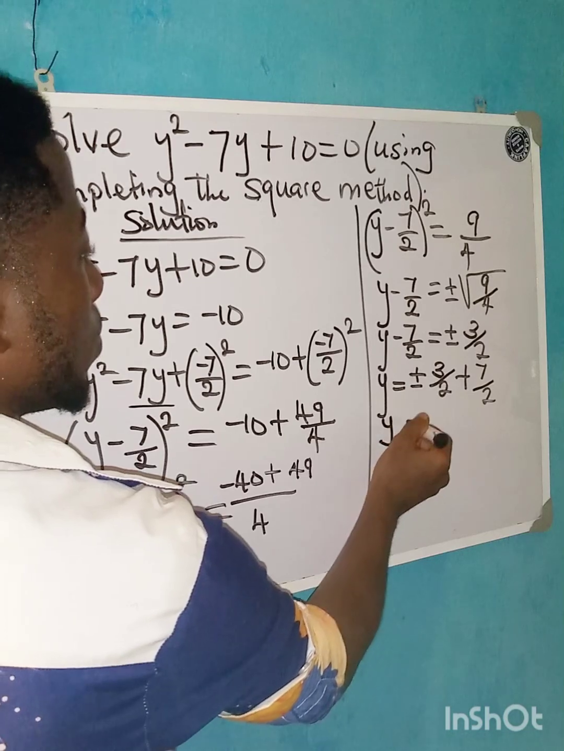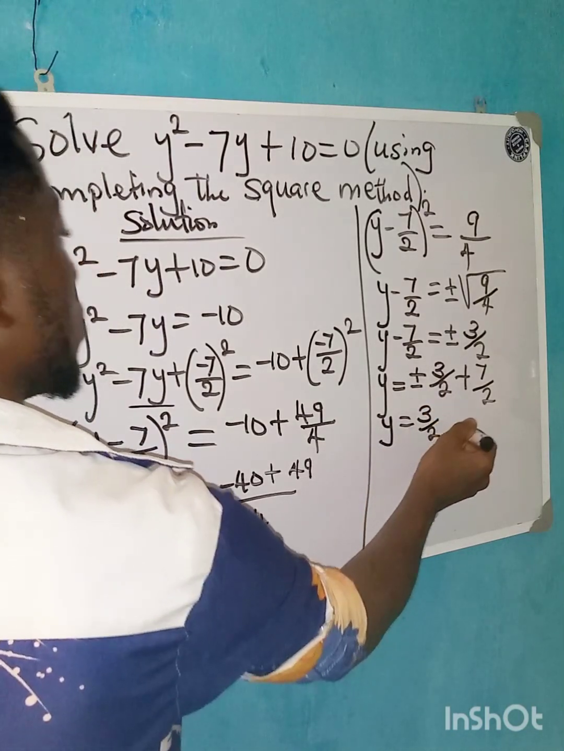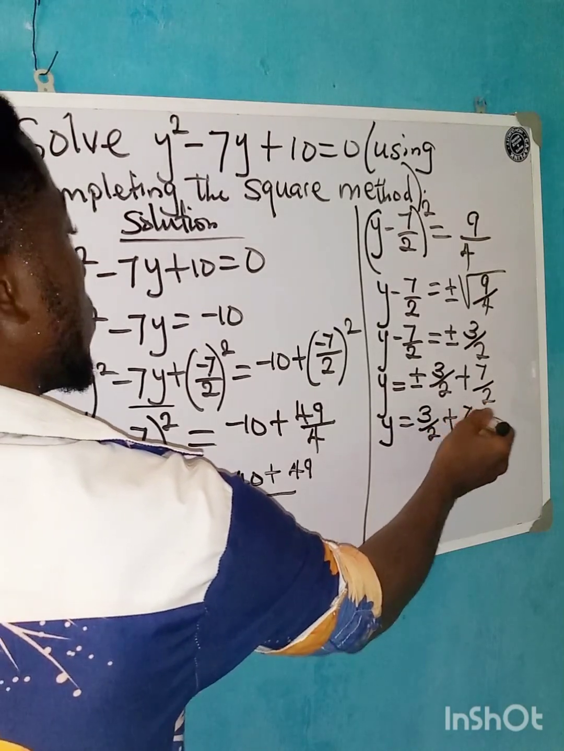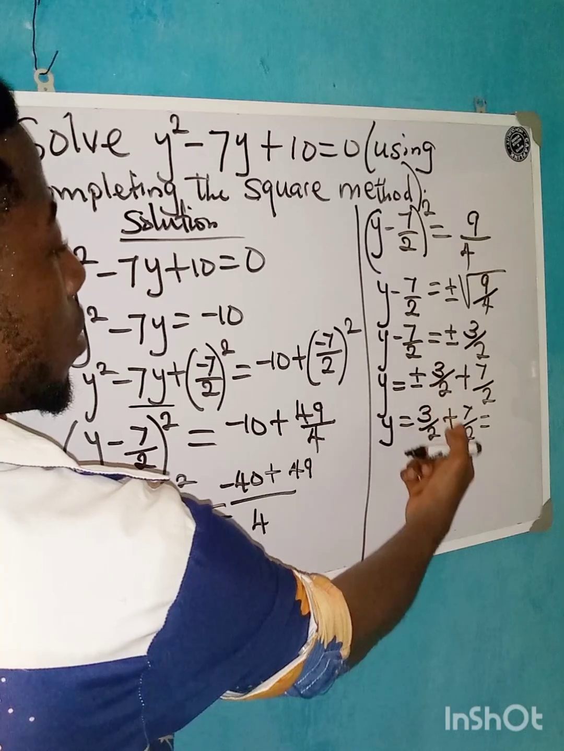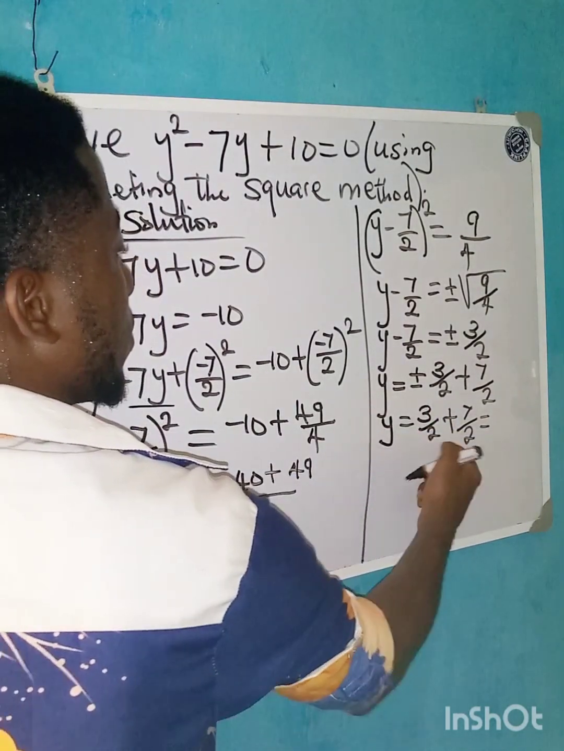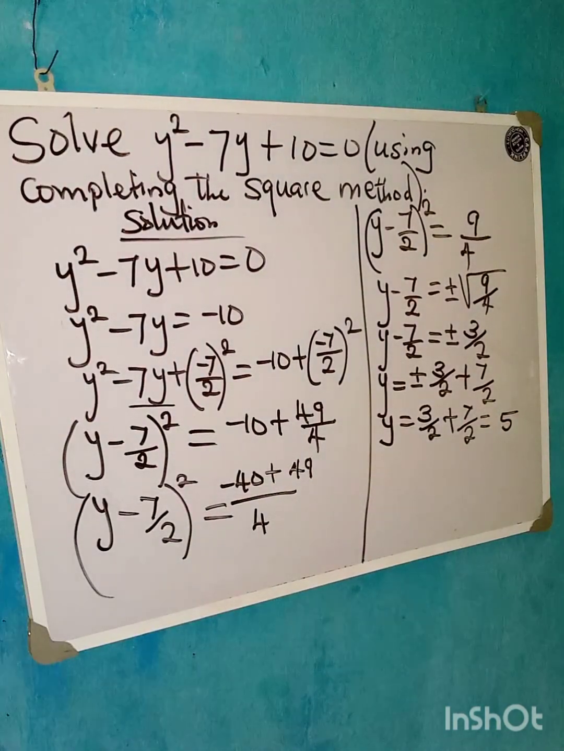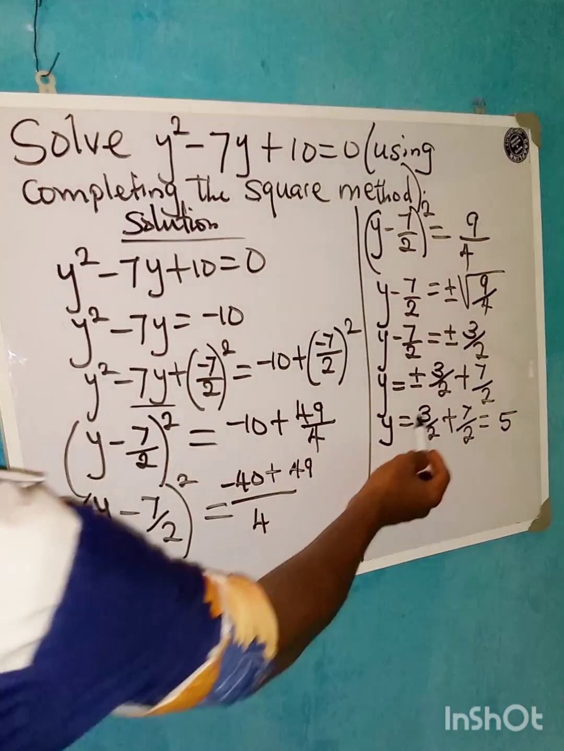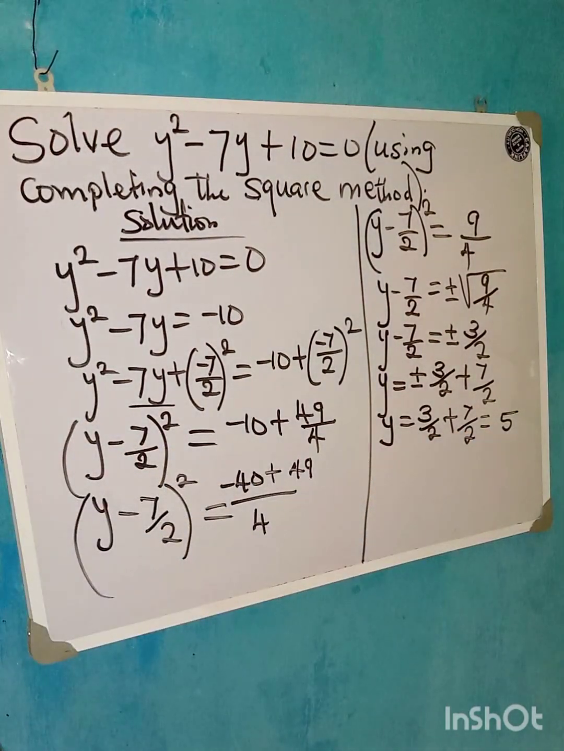One, y will be equal to, I will use positive first, 3 over 2 plus 7 over 2. Remember, this is going to be 10 over 2. The value of y for this will be positive 5 because 3 plus 7 is 10, then over 2. So we have 5 for y there.